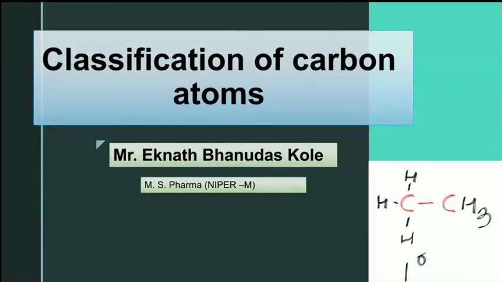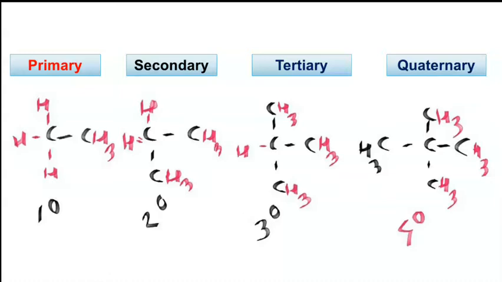Hello friends, in this video we will be specifically focused on the classification of carbon. This classification of carbon is on the basis of the number of other carbon atoms attached to it. The classification of carbon atoms is further divided into four classes: first primary carbon atom, then secondary carbon atom, then tertiary carbon atom, and then quaternary carbon atom.